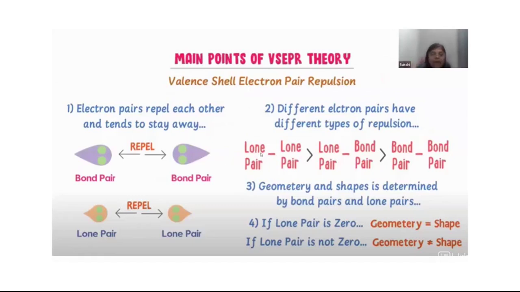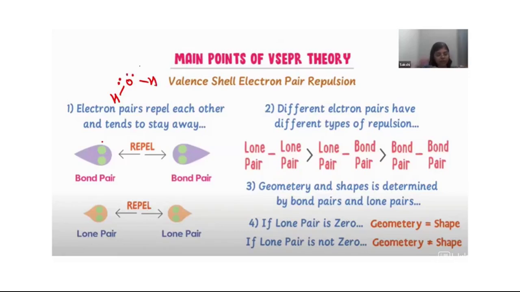Let us understand. Before starting, we need to know certain postulates, or the main points, of the valence shell electron pair repulsion theory. The first point is that electron pairs repel each other, right? And tend to stay away. For example, I have two bond pairs or electron pairs. Obviously they have electrons, and electrons have a negative charge. So any bond pair or even the lone pair, for example in the H2O molecule, right? It was like this. So basically we have two lone pairs of electrons.